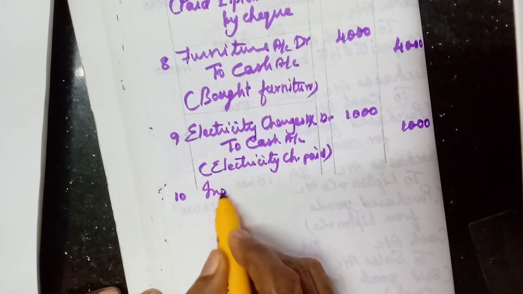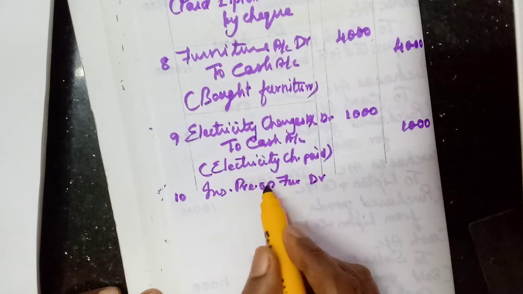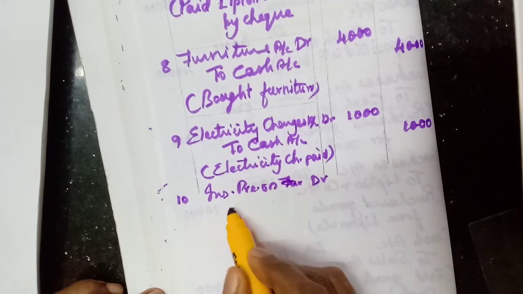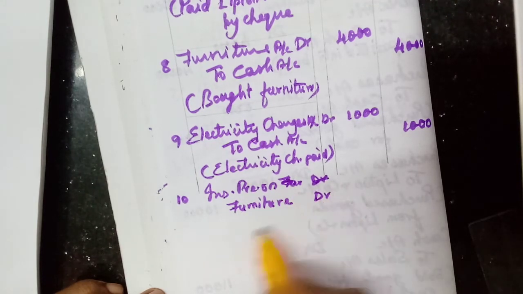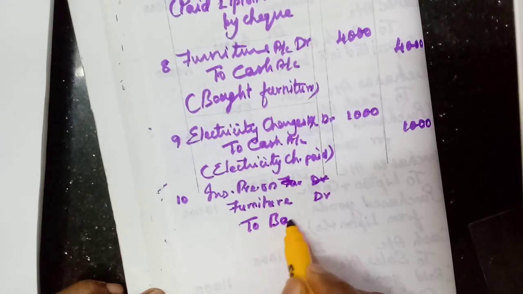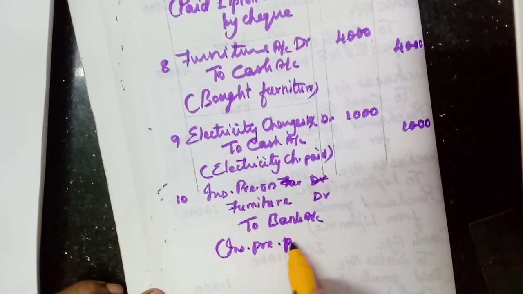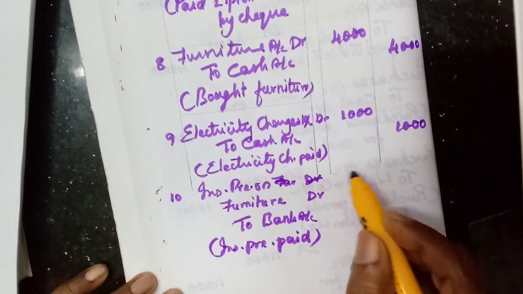Insurance premium on furniture account debtor. You write fully. Even if it comes in the next line also, no problem. Like this, if it comes, then here you write debtor. Then to Bank. Then insurance premium paid, or paid insurance premium. Amount is 300.